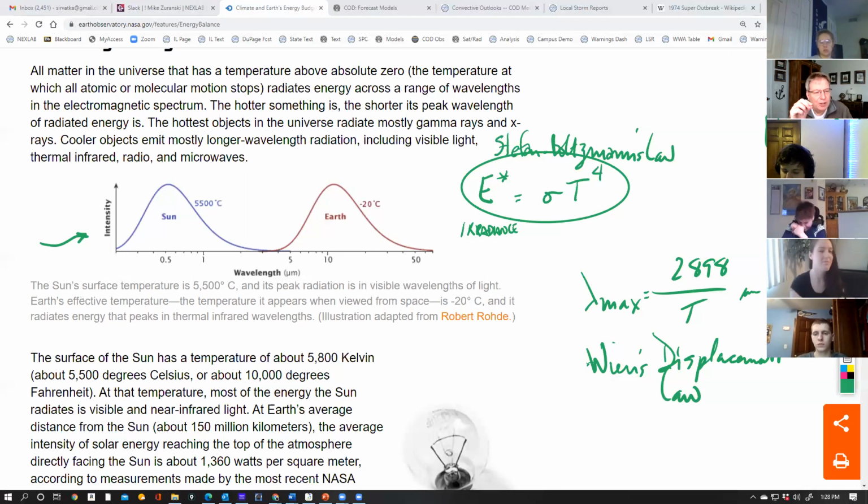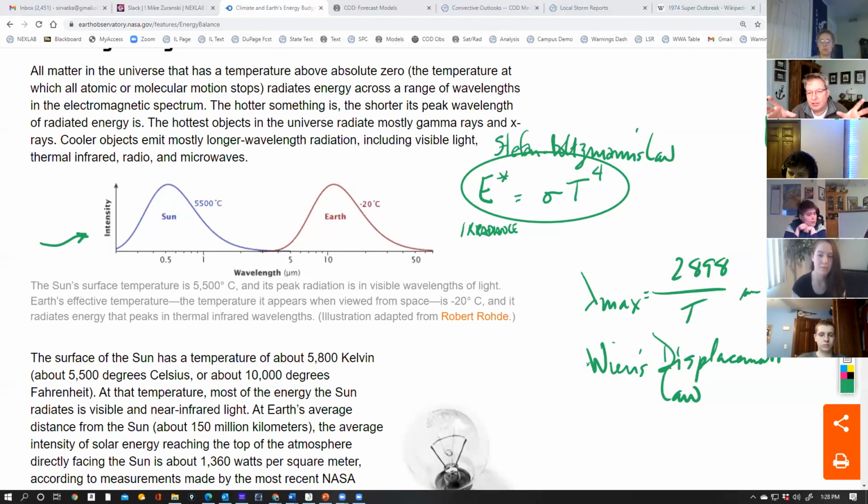So in other words, Lena, you could say the energy is directly proportional to the absolute temperature to the fourth. But you really are saying the rate at which energy flows through an area is directly proportional to the absolute temperature to the fourth power.